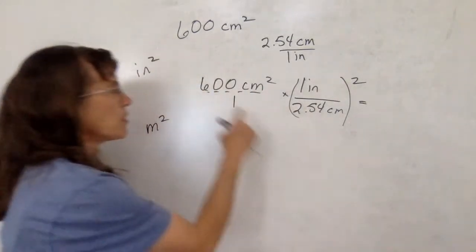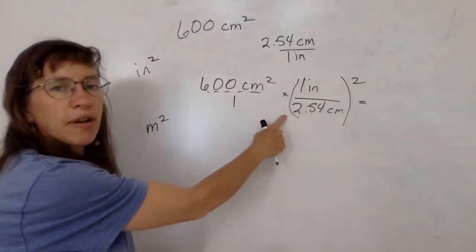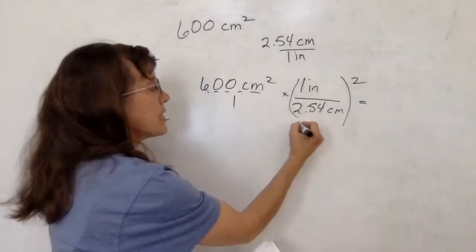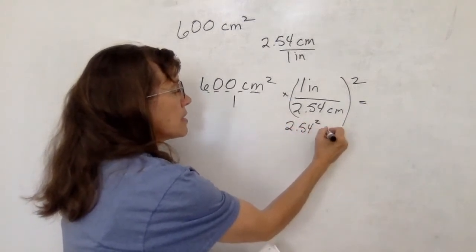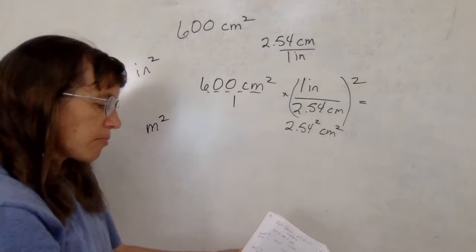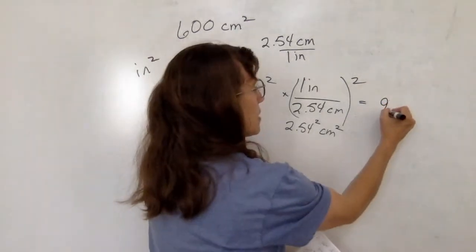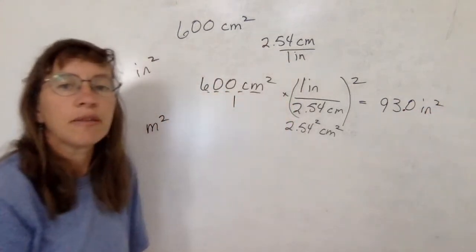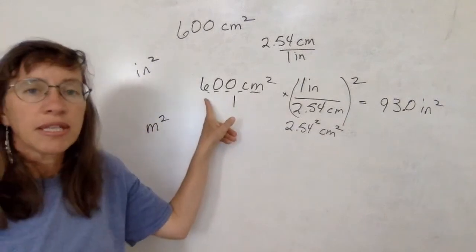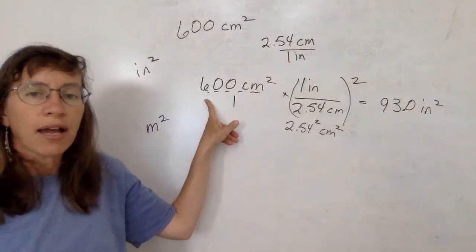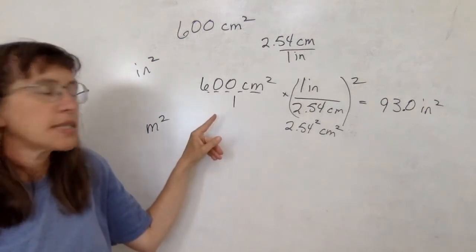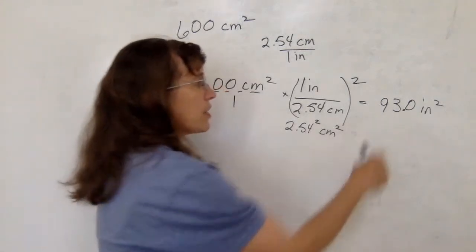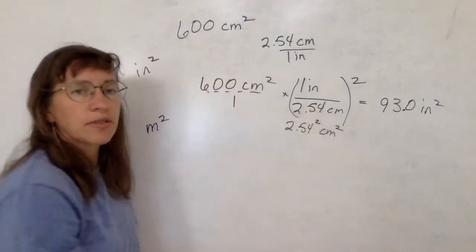If you run that through, 600 divided by 2.54 squared, you square the 2.54 as well as the unit: 2.54 squared centimeters squared. When you run the numbers, you should get 93.0 inches squared. The reason I added the 0.0 is because this was a 3 sig fig number. If you don't remember why on earth it's 3 sig figs, you can go back to the first video, and it will spell out how we came to that conclusion. We want our value at the end to match that.